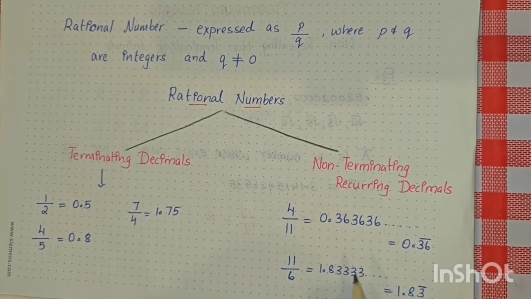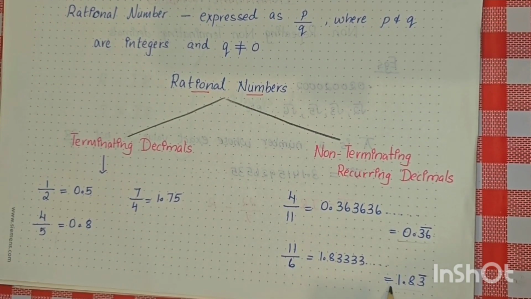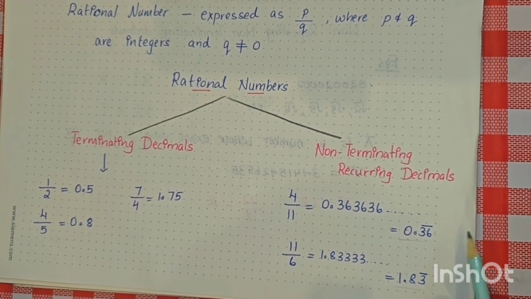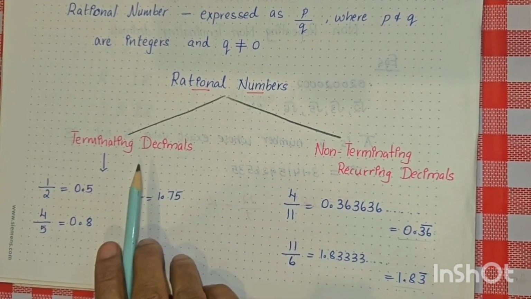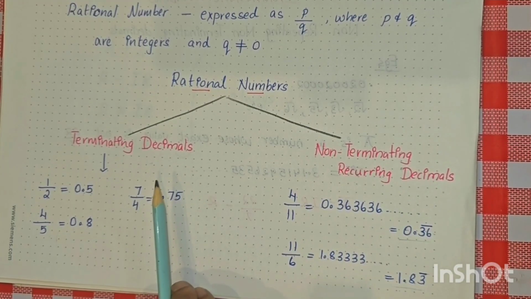You have learned last year, when a number like this is given, how to convert it into fractions, in your previous standard. So numbers that are terminating, and numbers that are non-terminating but recurring decimals, are called rational numbers.